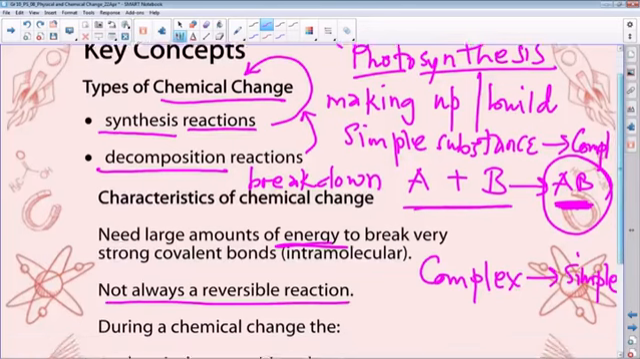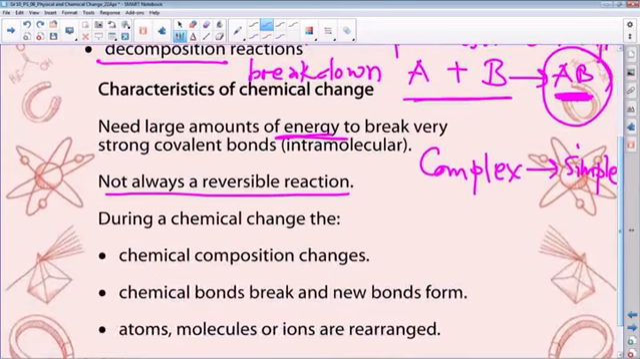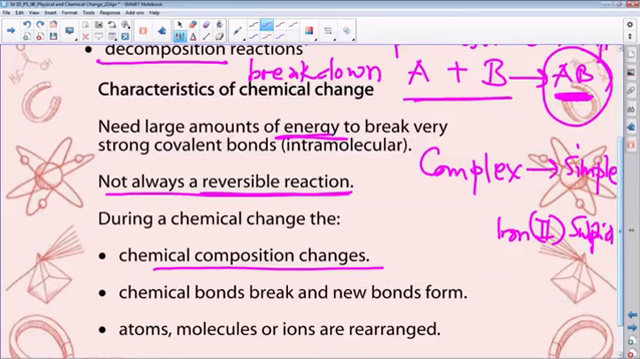Right. Now, they're not always reversible. We've made an example with iron rusting, and even iron 2 sulfide. It also is a typical example of a non-reversible reaction, or chemical change. So the chemical composition changes during a chemical change. Remember the iron 2 sulfide in the previous example. In other words, it consists of iron and sulfur, yet on the other end, we only had simple elements like iron and sulfur.